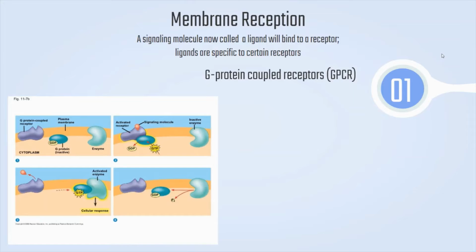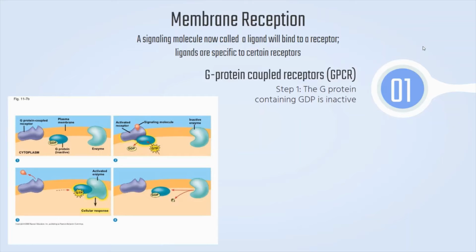So first, let's talk about membrane reception, which is where a signaling molecule, which is called a ligand, will bind to a receptor. And ligands are very specific to certain receptors, just like enzymes are. So the first type is called G protein coupled receptors, or the GPCR, and here are the steps that happen.